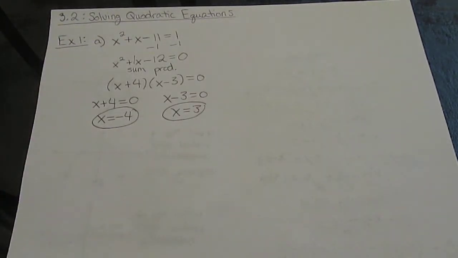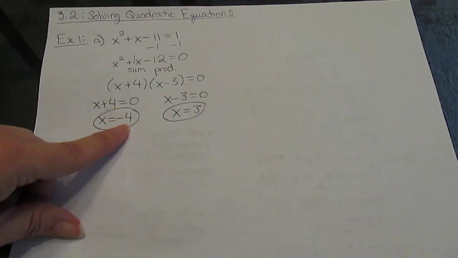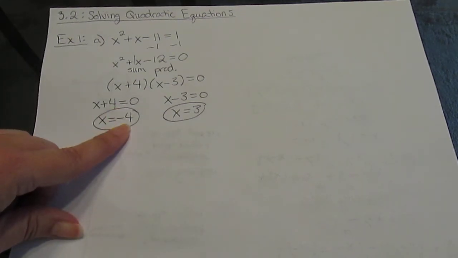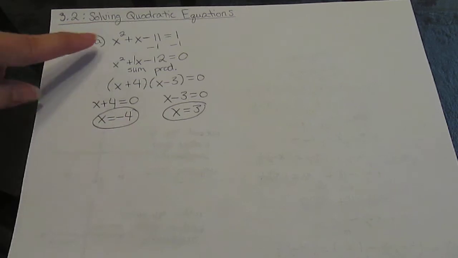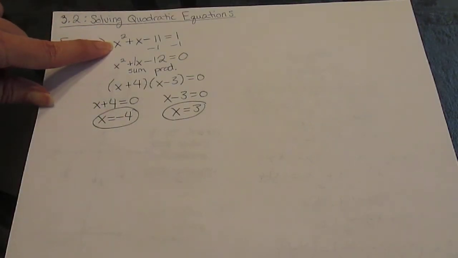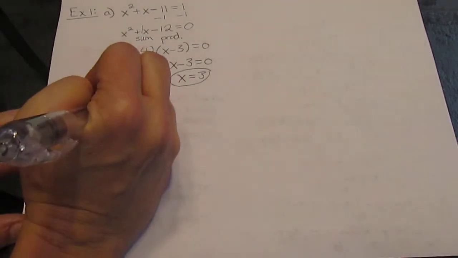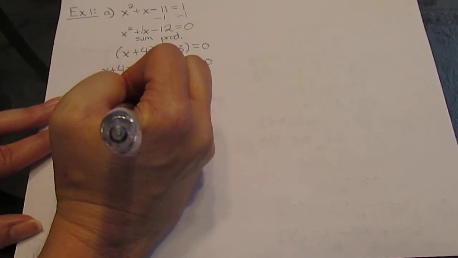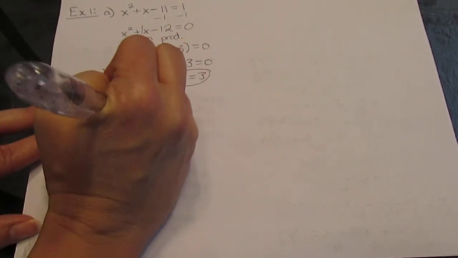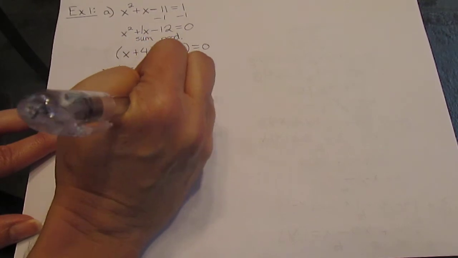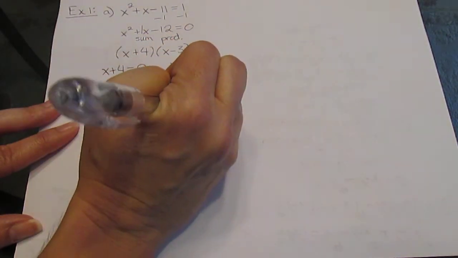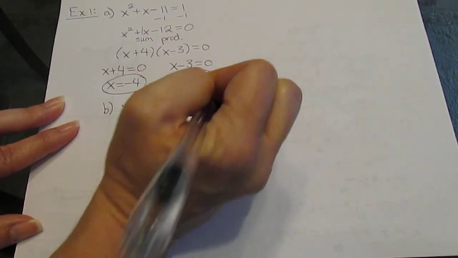If you ever want to check your answers, you can always, just like any equation that you solve, plug your answers back in for the variable and make sure it makes sense. Okay, but you don't have to check your answers. So let's try another one. Part B, I've got x squared plus 7x plus 10 equals 0.